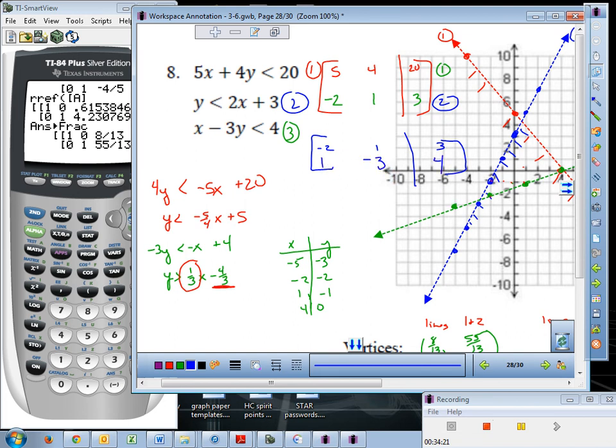I got a question for you. If I switched them around, if this was matrix 2 or line 2 and this was 3, what if I put 3 on top of 2? Would it still give me the same answer? Yeah. All we're doing is a fancy way of solving a system by elimination. That's what reduced row echelon form is. But just retype it in.